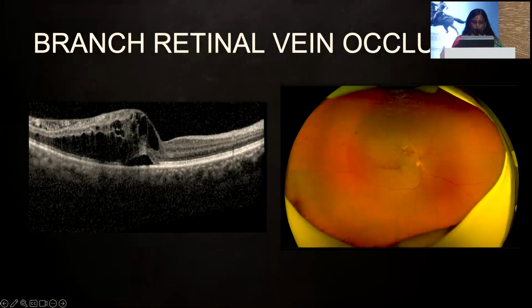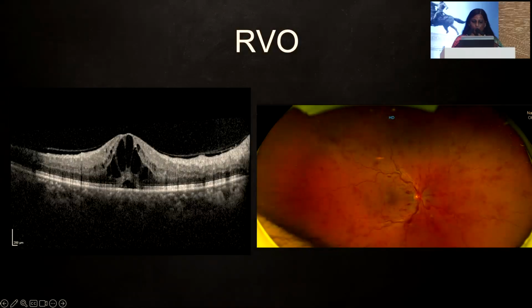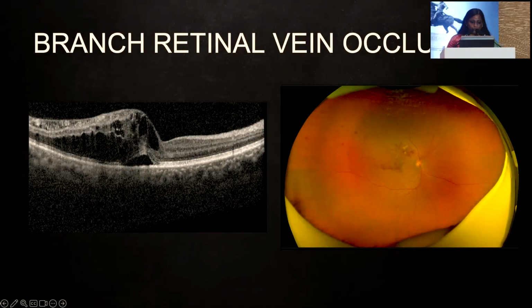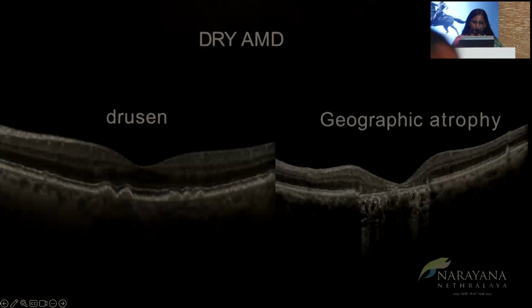Moving on, vein occlusions. Vein occlusion here shows a massive edema, and clinically, of course, you see a substantial level of hemorrhages all around. Same thing when it happens in a branch. You have a branch retinal vein occlusion, and you see edema involving only that section, where you can see cystoid spaces and a small sensory detachment right there.